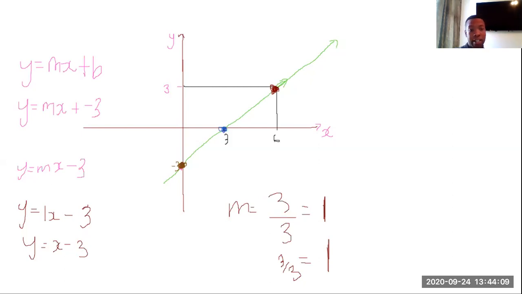Those are just some quick examples. We're going to do some more practice on this. We're actually going to spend the entire class time doing this stuff so we could get better at it.